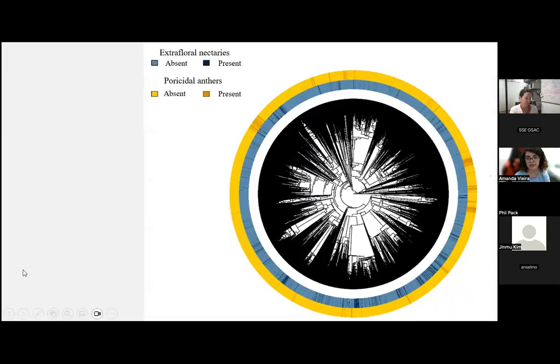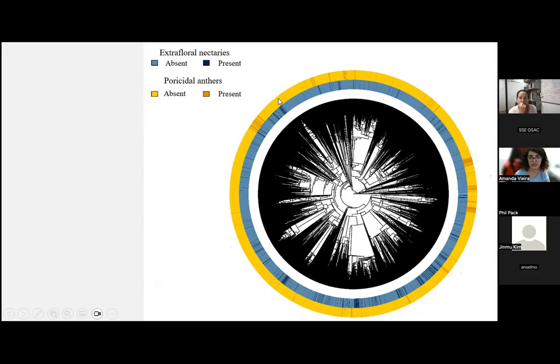And this is the phylogenetic tree with this data. I know it's kind of a lot. There are 14,000 genera plotted here. In blue, we have the extrafloral nectaries. In light blue, the absence of extrafloral nectaries. In darker blue, the presence of extrafloral nectaries. So you can see that they are all widespread. They have independent evolutions on the angiosperm phylogenetic tree.